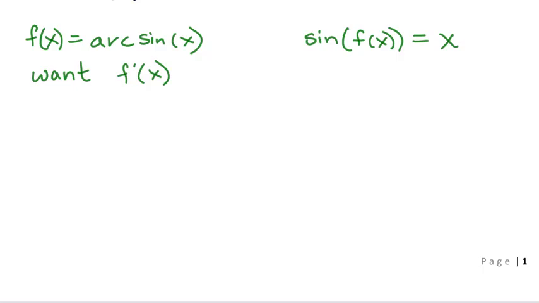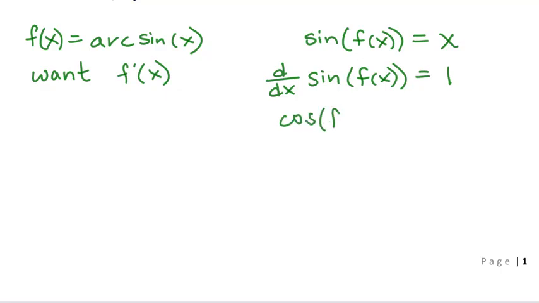The type of thinking we do here is a baby step towards the thinking we'll do with implicit differentiation. So in your next section, you're going to be using this kind of thinking where you take the derivative of both sides and you see what happens and you solve for your derivative. So here, if I take the derivative with respect to x of both sides, I get 1 on the right-hand side. On the left-hand side, I need a chain rule.